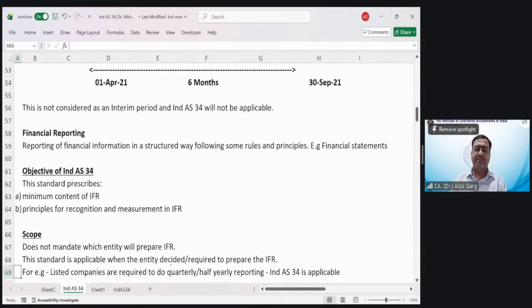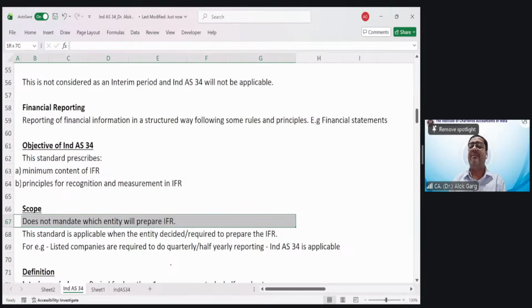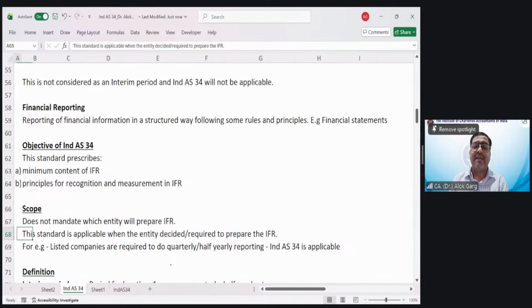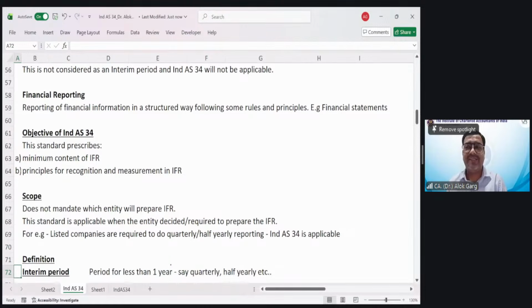Scope. This standard does not mandate which entity will prepare the interim financial report. This standard is applicable when an entity decides or is required to prepare interim financial statements. For example, listed companies are required to do quarterly or half yearly reporting. Ind AS 34 is applicable. If it is a debt listed company, it is half yearly reporting. If it is an equity listed company, it is quarterly reporting.